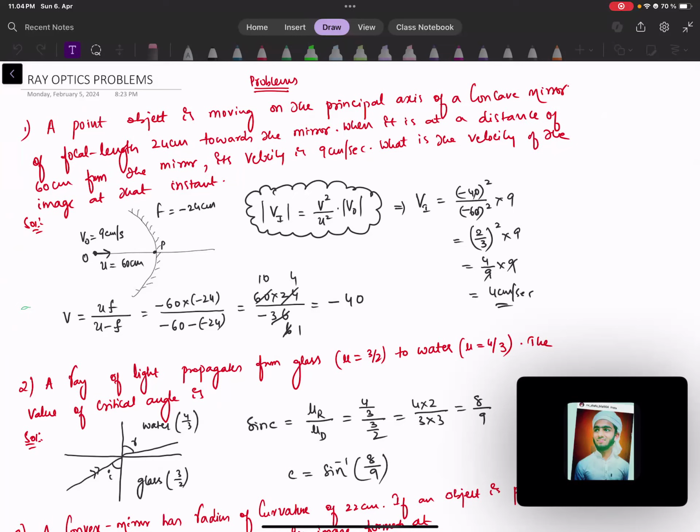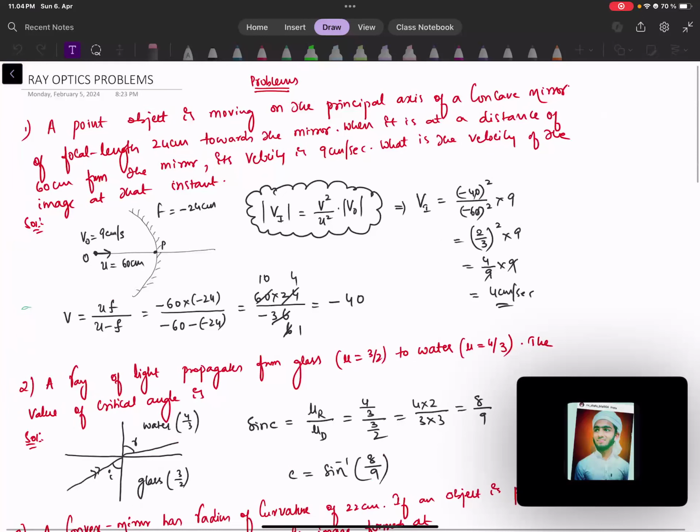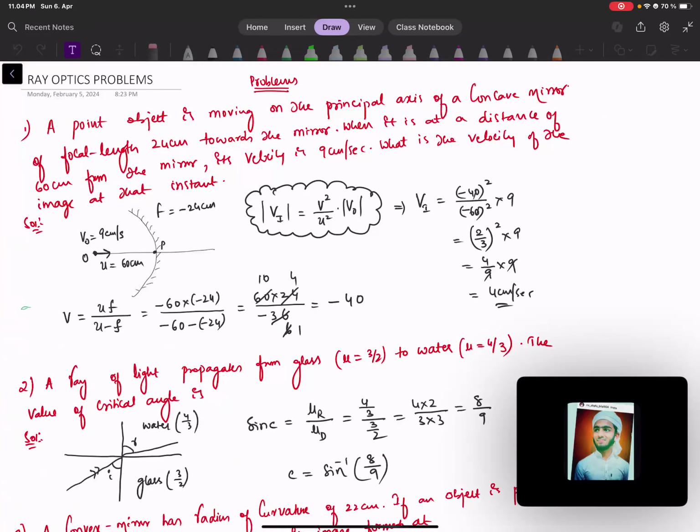Now, how do you calculate the image distance, beta? v is equal to u into f divided by u minus f. Object distance is given for me. Focal length is given for me. So I'm getting the value of your v. Once we get the value of v, then substitute in the formula. Velocity of object is already given. Just simplify it, we'll get the velocity of your image. See that problem there, beta?